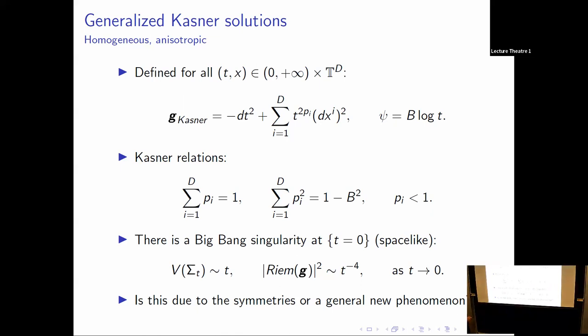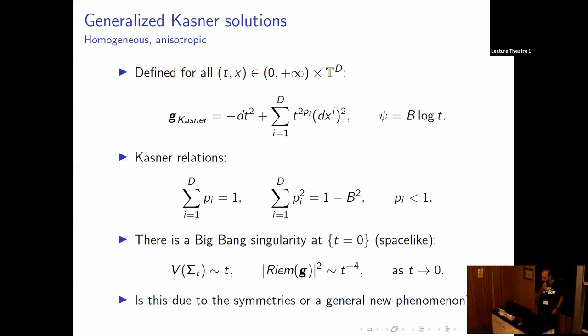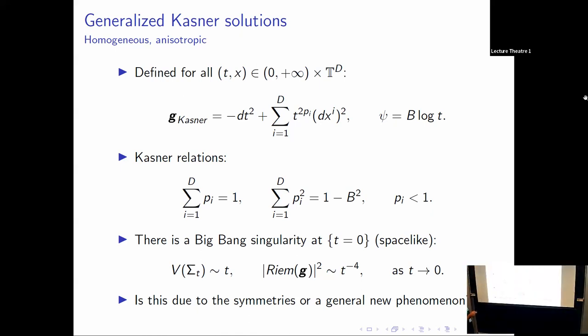So the protagonists of this presentation were already mentioned by Spiros and Hans. These are the Kasner solutions. For simplicity, we take the spatial topology to be the d-dimensional torus, and then the metric takes this very simple form. It's homogeneous, there's only time dependence. These p_i are the Kasner exponents that we heard about in Hans's and Spiros's talks. And whenever there's a scalar field, it's a multiple of the logarithm of t, where B is a constant. And these have to satisfy these algebraic constraints in order to have a solution to the Einstein equations.